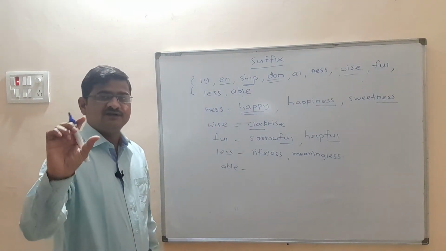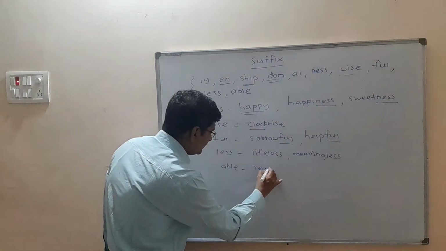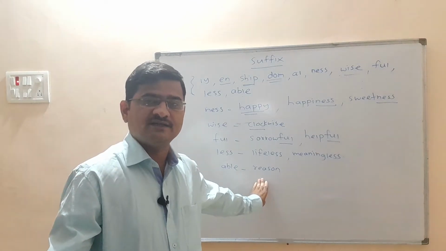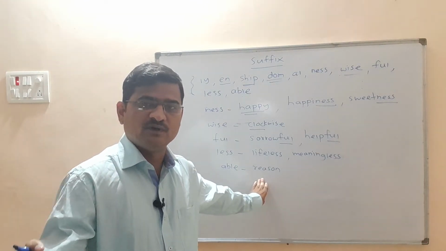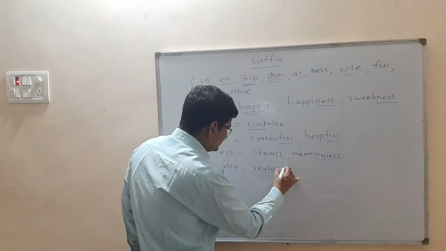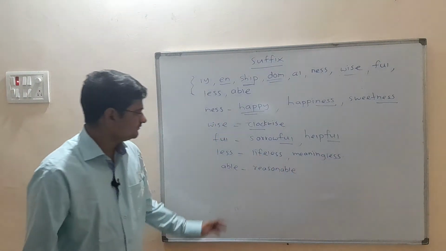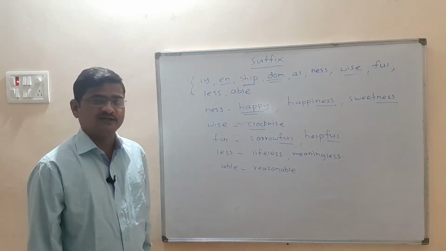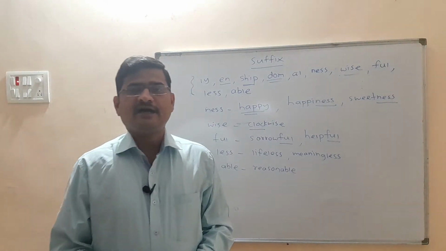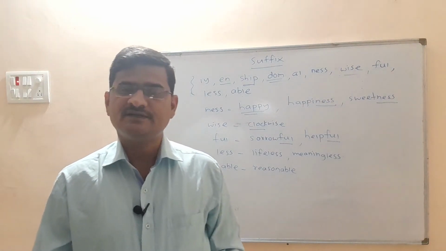Another important suffix is able. We will take the word reason. We can add the suffix able to the word reason. We can build a new word. That new word is reasonable. Reason, reasonable. So in this way we have studied an important topic of English grammar.